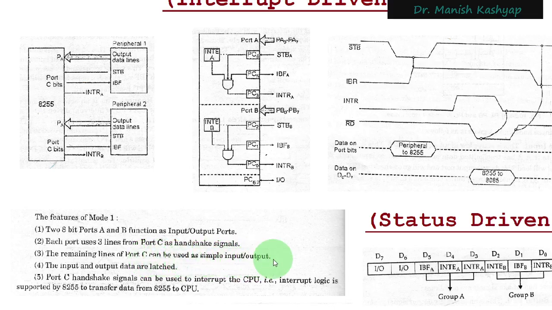That means in mode 0, right? The input and the output data are latched, obviously. Then the port C handshake signals can be used to interrupt the CPU. That is, the interrupt logic is supported by the 8255 to transfer the data from the 8255 to the CPU. So these are some important points of mode 1.